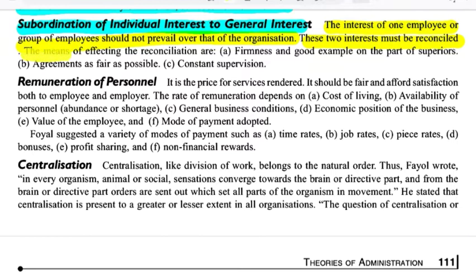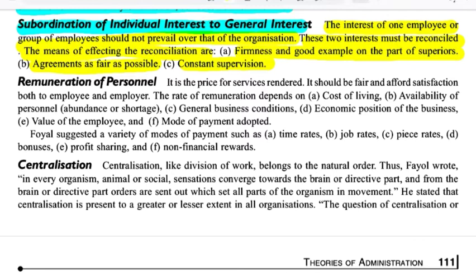The means of affecting the reconciliation are firmness and good example on the part of superiors, agreement as fair as possible, and constant supervision. There should be constant supervision of the activities of employees. The agreement should be as fair as possible.